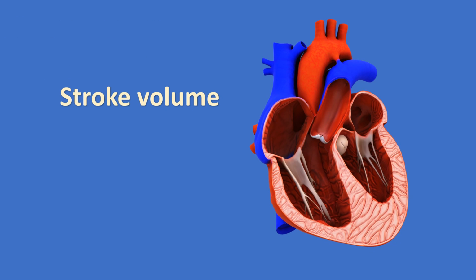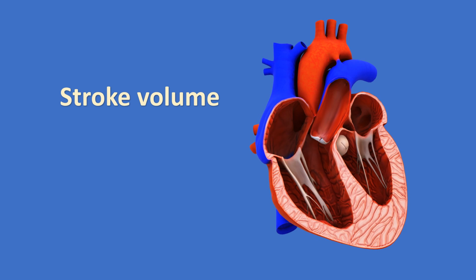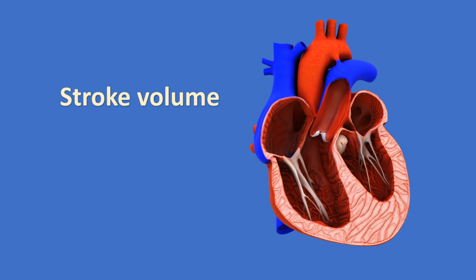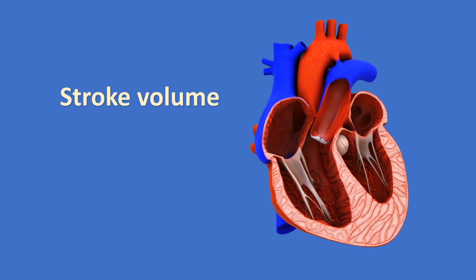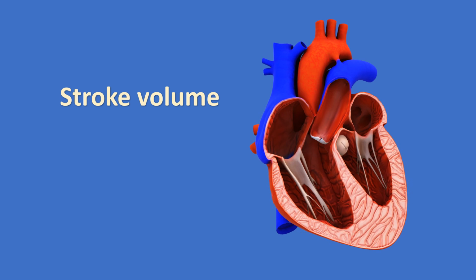Stroke volume is about 70 to 90 milliliters in a resting man of average size in the supine position. It is the amount of blood pumped out from each ventricle per beat. Stroke volume equals the end-diastolic volume minus the end-systolic volume. End-diastolic volume is the blood volume in each ventricle at the end of the diastole. It equals 130 milliliters, and it is affected by the venous return.